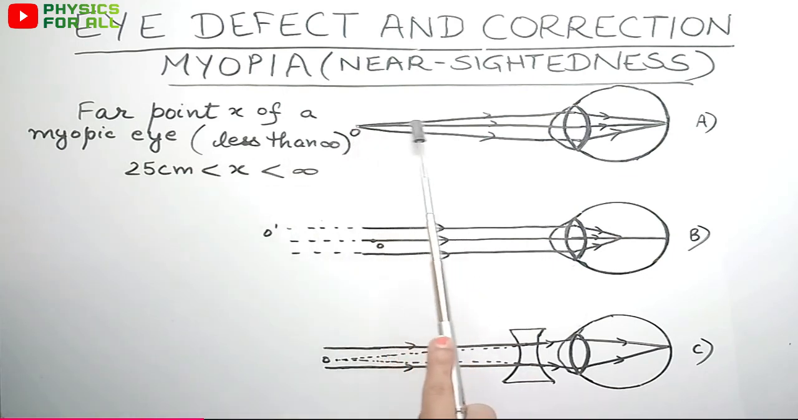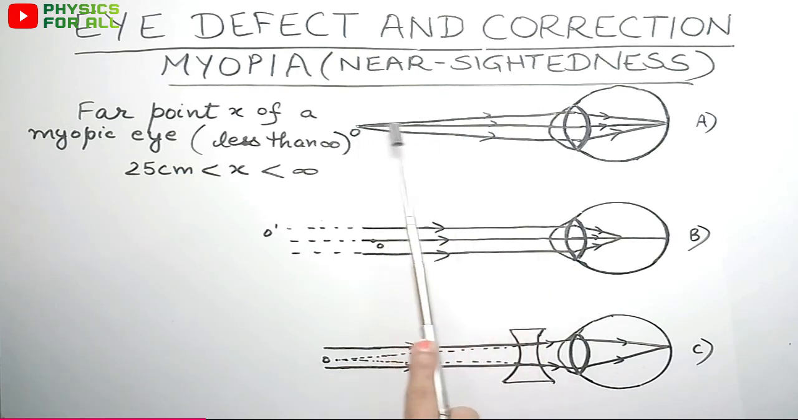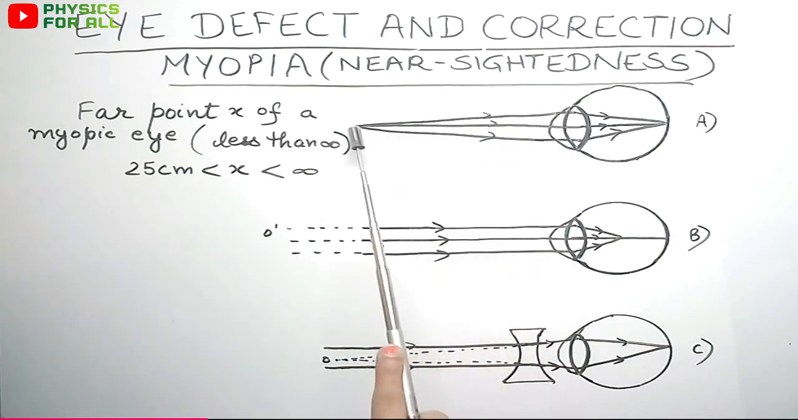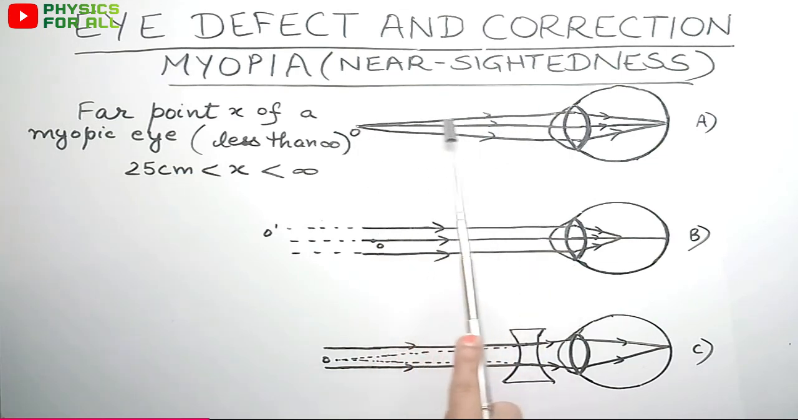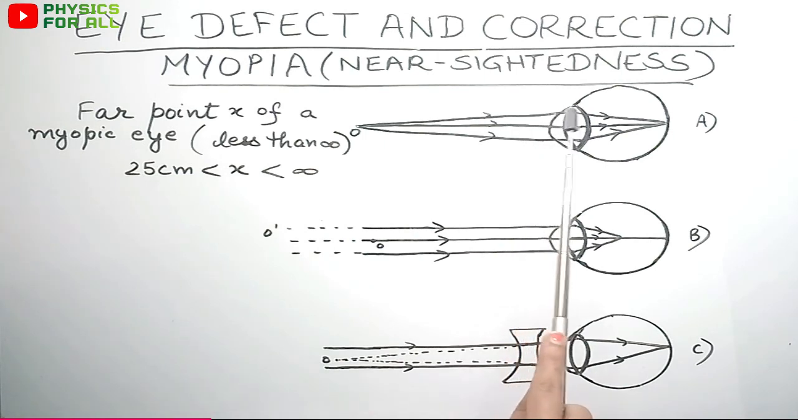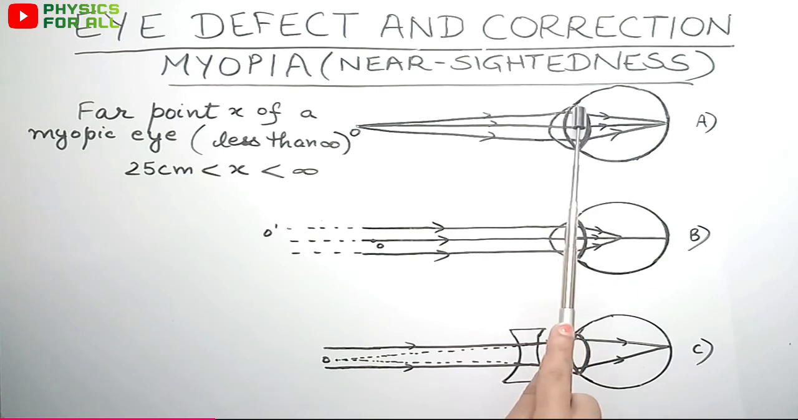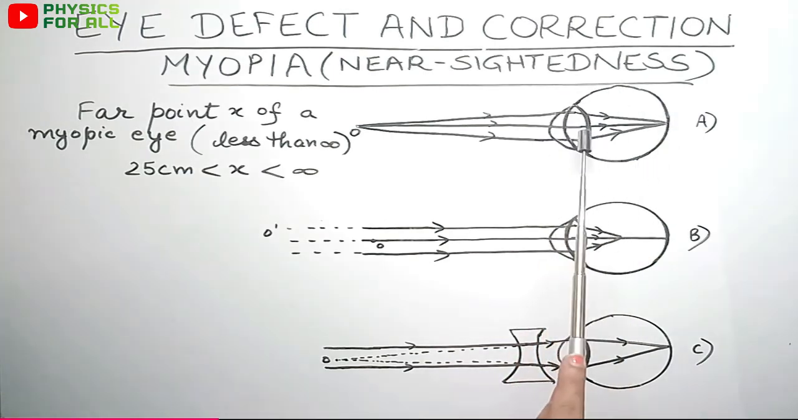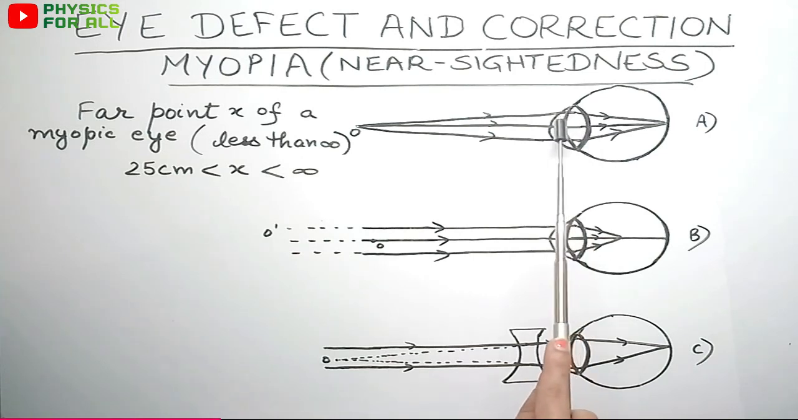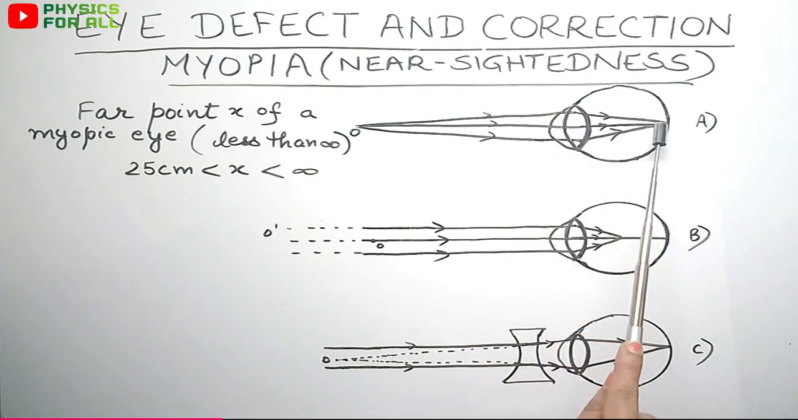So from here we say that the rays are spreading out and then they are entering the eye. Now whenever we discuss the defects, we just draw the eyeball, the cornea part and the lens, because all we have to show is the lens doing its role and forming the image on the retina.